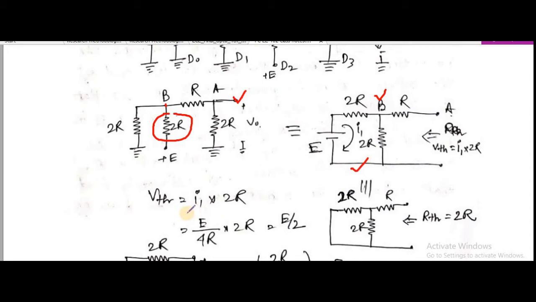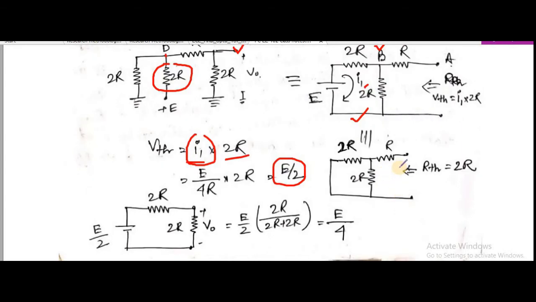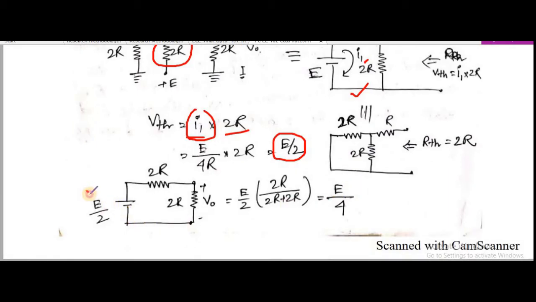So VTH is I1 into 2R. So I1 is the current flowing through this 2R, I considered over here. So obviously it is E by 2. Again, what will be the output voltage? Then again there will be a parallel combination of this 2R and 2R. So finally this E by 2 will appear divided across these two resistances. So ultimately it becomes E by 4. This is very simple calculations.